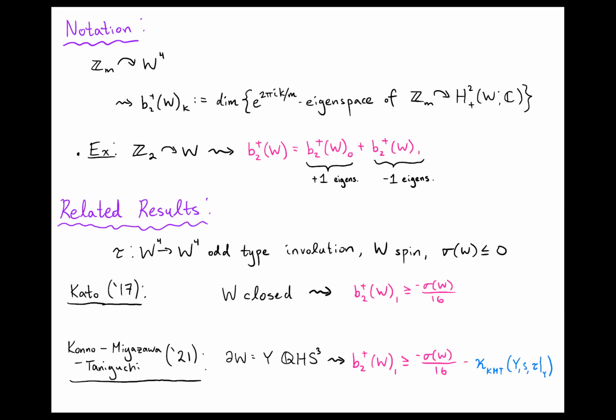And just last year, Kono, Miyazawa, and Taniguchi proved that if we have W with boundary a rational homology 3 sphere, then b2 plus W sub 1 is greater than or equal to minus the signature over 16 minus a new kappa invariant that they've defined, called kappa of KMT, which is in general different than Manolescu's kappa. I know it's a lot of technical inequalities. Let's put them together and see what we can get out the other end.